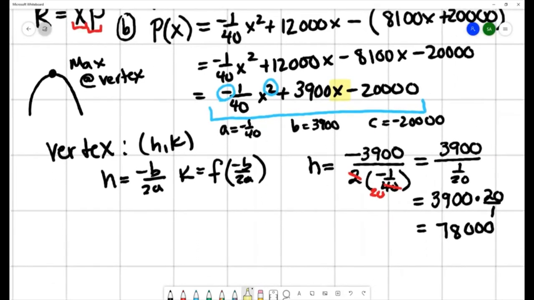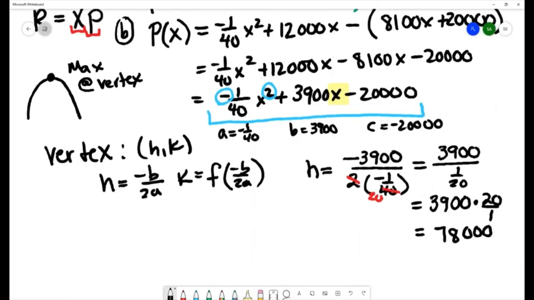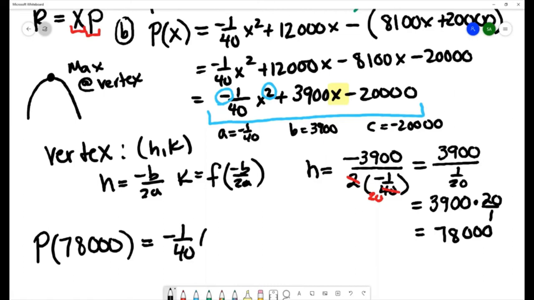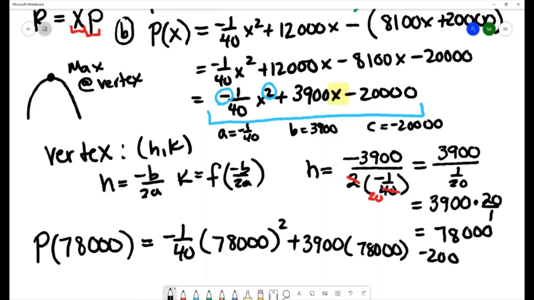Then I want to get the profit, the maximum profit. The maximum profit, I'll substitute that 78,000 in for x. It's negative 1/40 times 78,000 squared plus, oops, sorry, I'm off a little bit. This would be 3,900 times 78,000. And then we're going to subtract 20,000. Keep that calculation separate there.